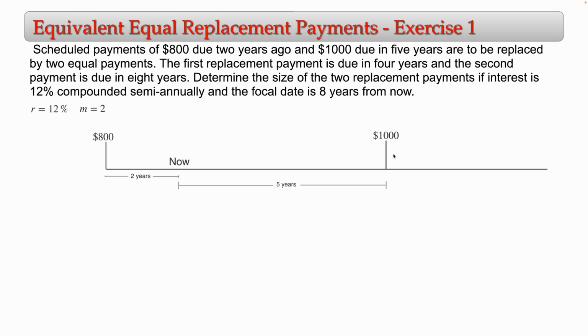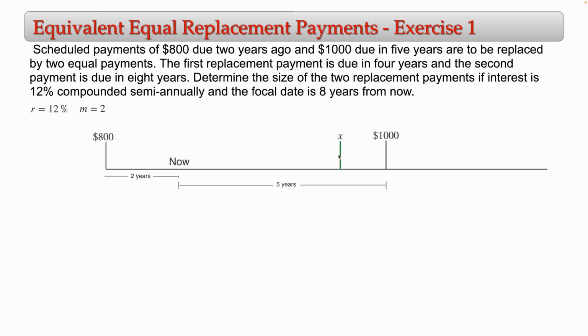Okay, so these are the two payments, and these two payments are going to be replaced by two equal payments. If the two payments are equal and they are unknown, I'm going to represent both with the letter X. They say that the first replacement payment is due in 4 years. So 4 years from now, I will be making a payment here. And this payment is something that I don't know. I'm using a different color just to show that this is a replacement payment. With this payment, I'm going to replace these two payments.